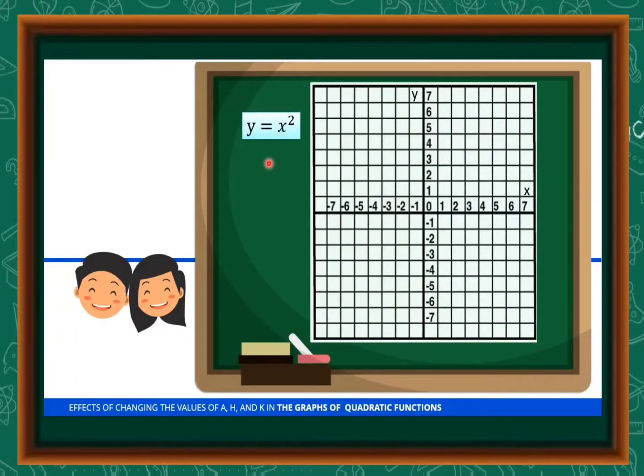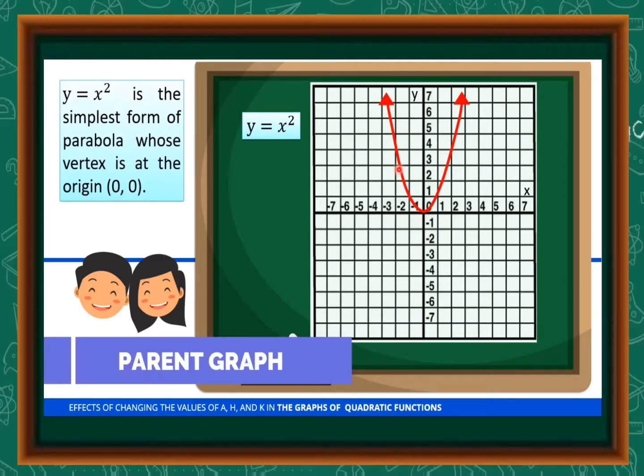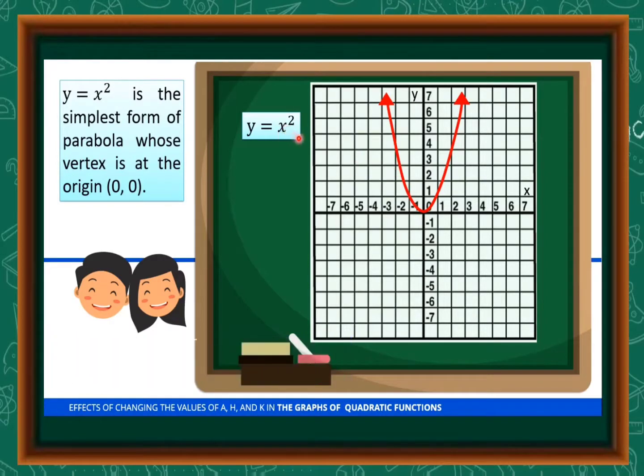y is equal to x squared, and this is the simplest form of a quadratic function. Ito ang graph ng y is equal to x squared. At kung mapapansin natin, ang kanyang vertex ay nasa 0, 0. Ang graph na ito ay tinatawag ring parent graph. So that's y is equal to x squared.